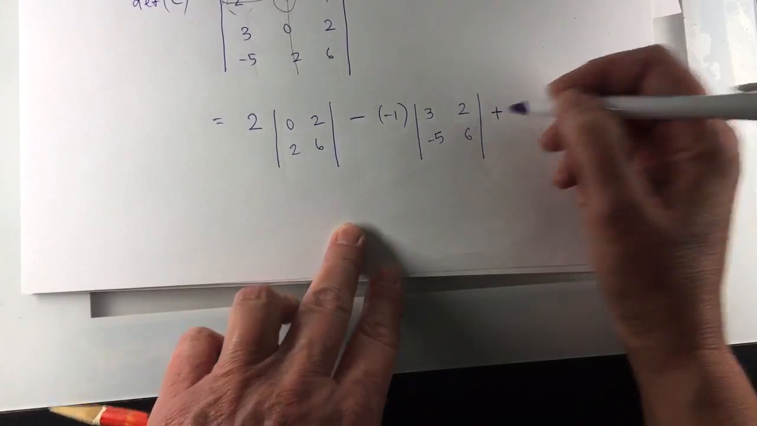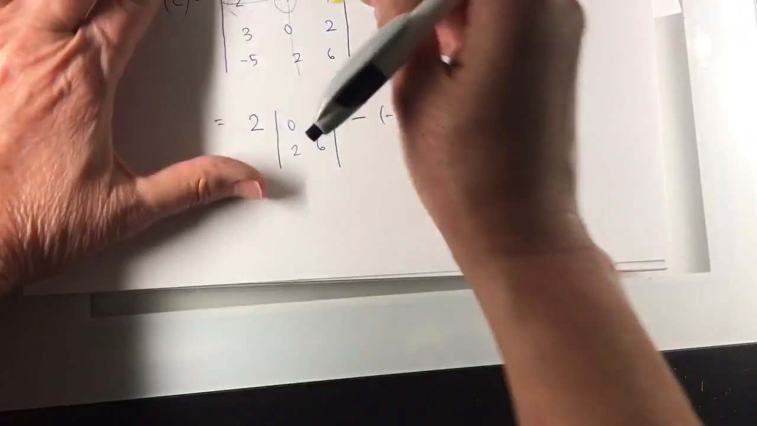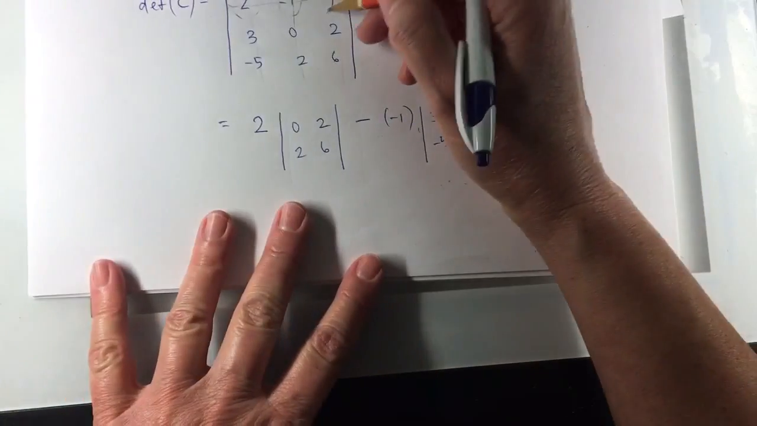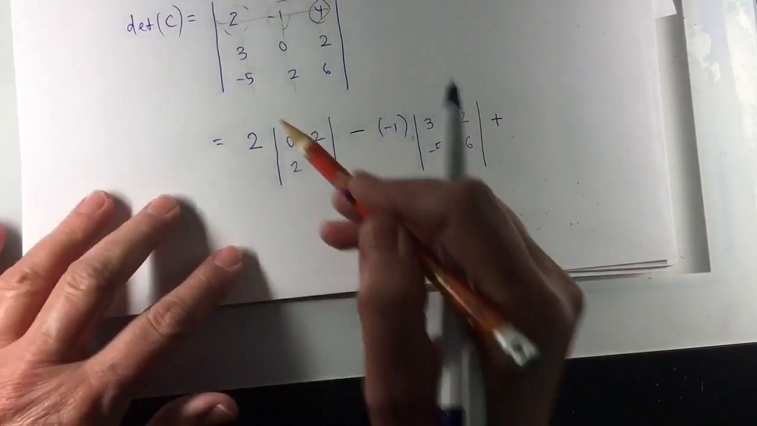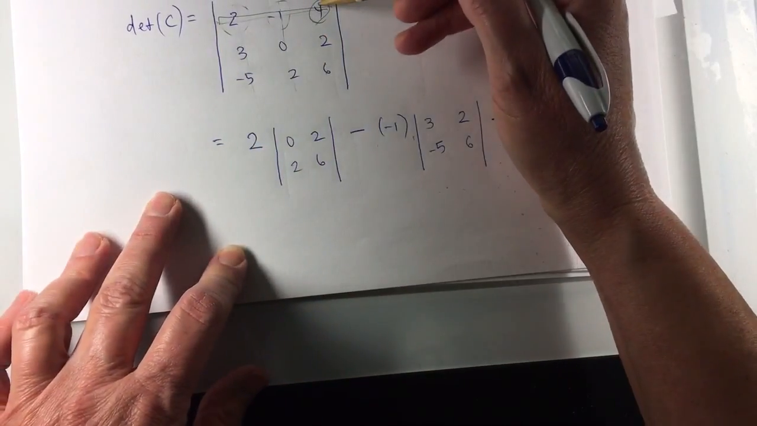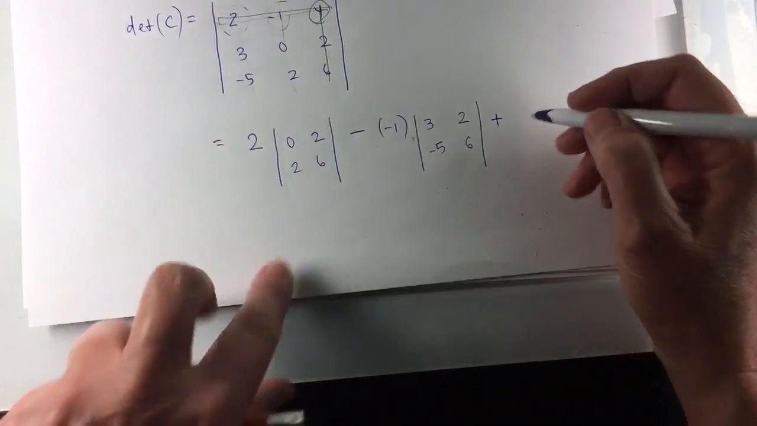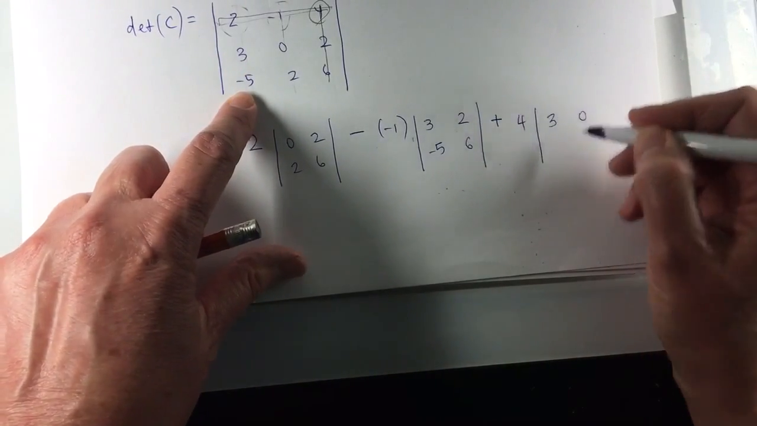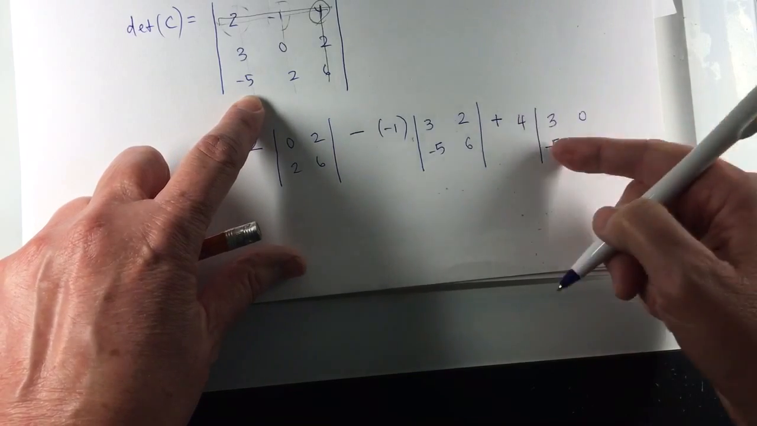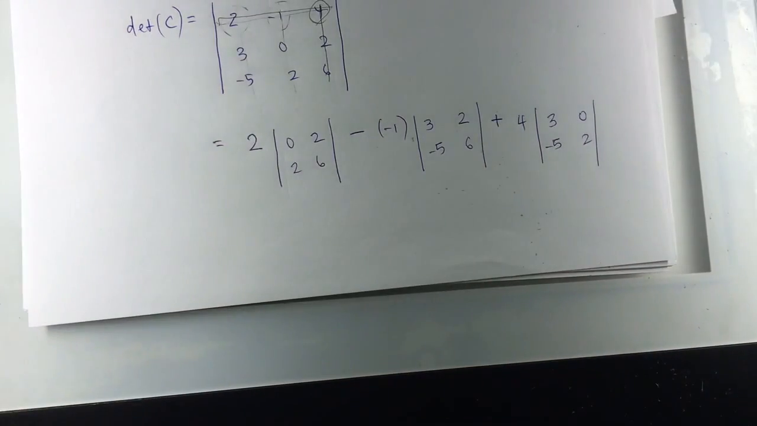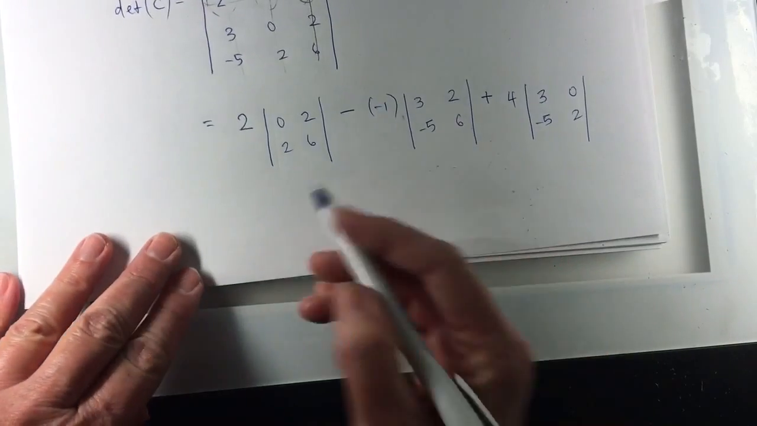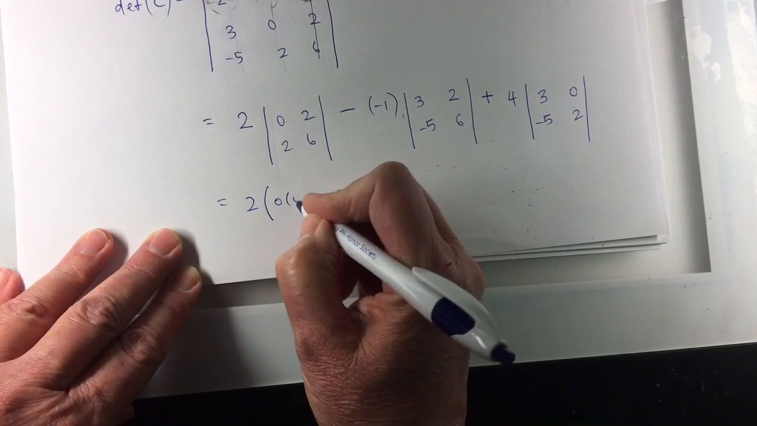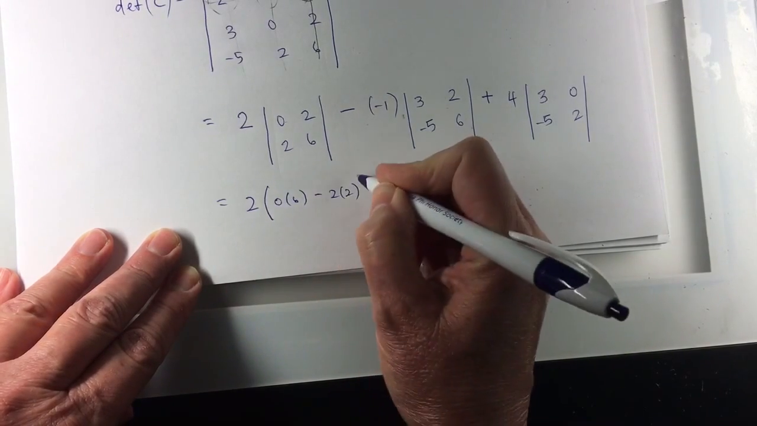Then I have a plus sign, and I move over to the 4 that's in the first row. And I would cross the row off that 4 is in, the column, and I would have plus 4, then times the determinant of this 2 by 2, 3, 0, -5, and 2. So for this determinant, let's see, I have 2 times 0 times 6 minus 2 times 2.